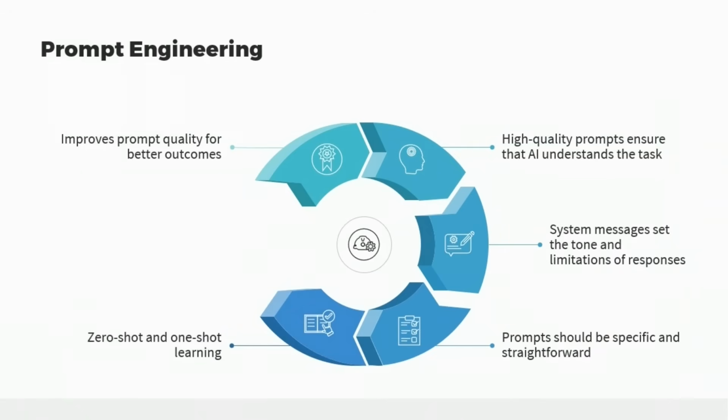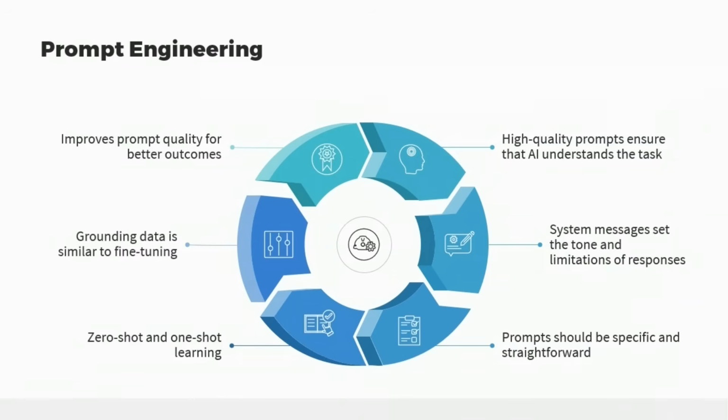Large language models can perform tasks without prior examples. This is zero-shot learning, but they can also adapt to styles from example-based prompts, called one-shot learning. Then there's grounding data. This includes relevant data within prompts to enhance AI outputs, which is similar to fine-tuning.